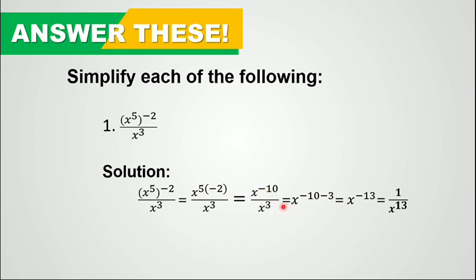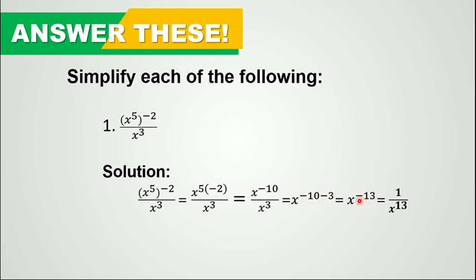So that is equal to... since this is a quotient, we're going to apply the quotient rule: the exponent of the base of the numerator minus the exponent of the denominator. So that is negative 10 minus 3. So x to the power of negative 10 minus 3 is equal to x to the power of negative 13. You also have to recall the rules in subtracting and adding integers. That's the reason why it becomes negative 13, because negative 10 minus 3 is equal to negative 13.